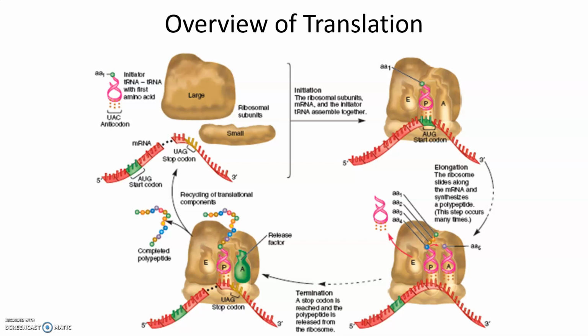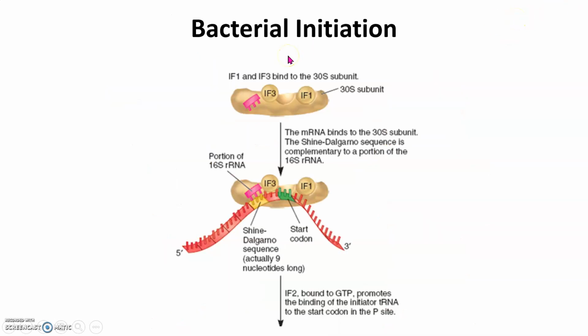So we have to be able to have the large and the small subunits engage with the mRNA and the tRNA, and that tRNA has to be charged, and all things have to work together to get this going. Okay? So, initiation. And we're going to talk bacteria and eukaryotes because we know from experience that these things have some differences in them.